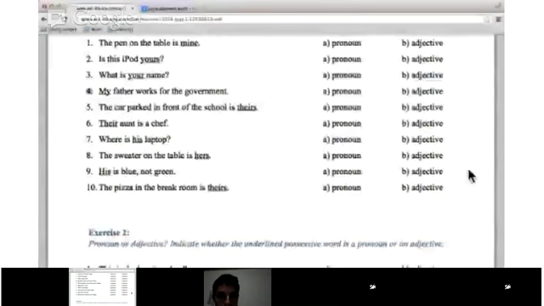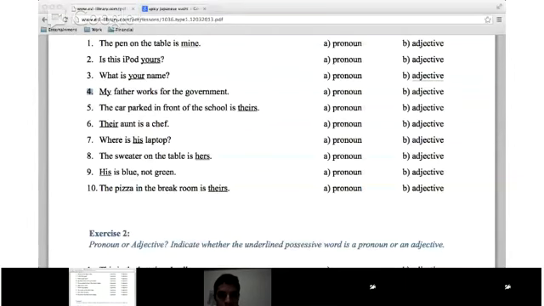Let's go to number 4. Number 4 is for Amparo. My father works for the government. It's an adjective. Good. Yes, my father works for the government. My is modifying father. Father is a noun. Good.